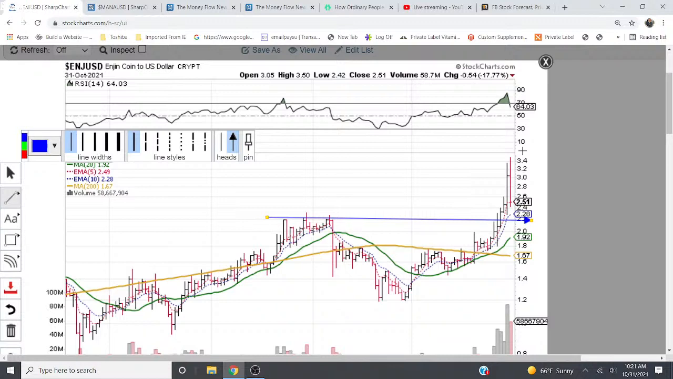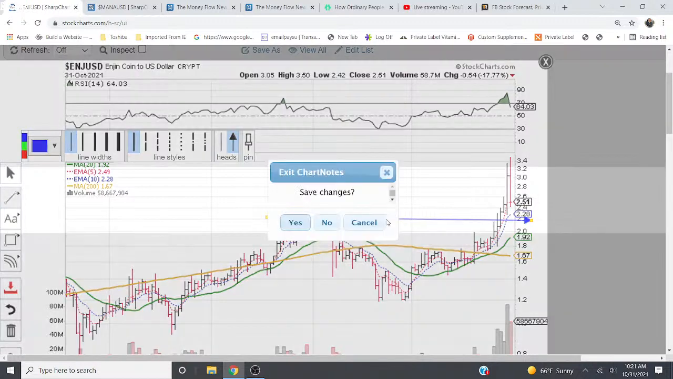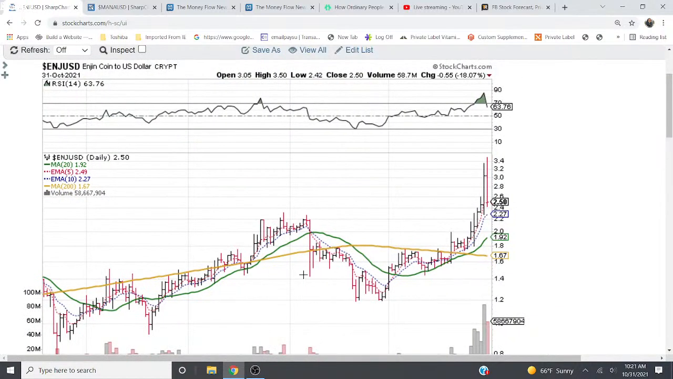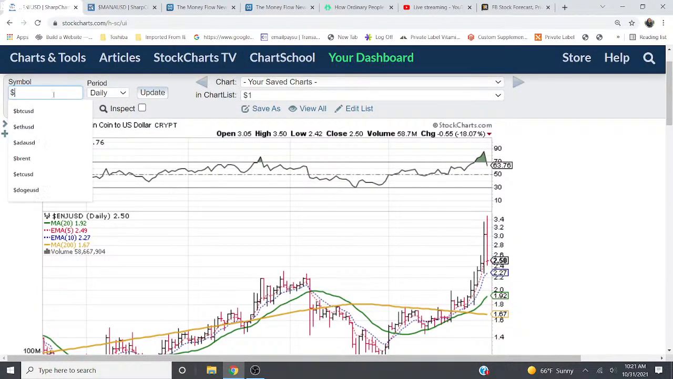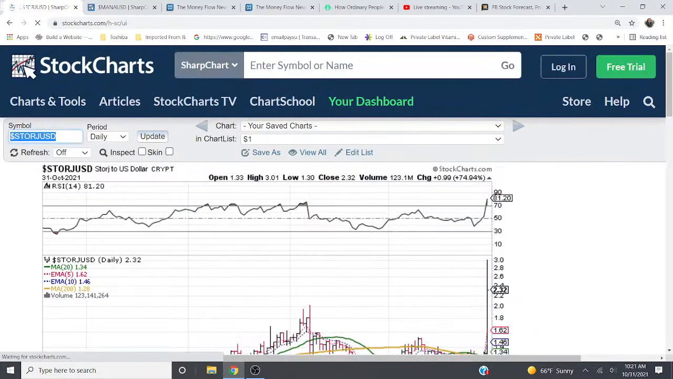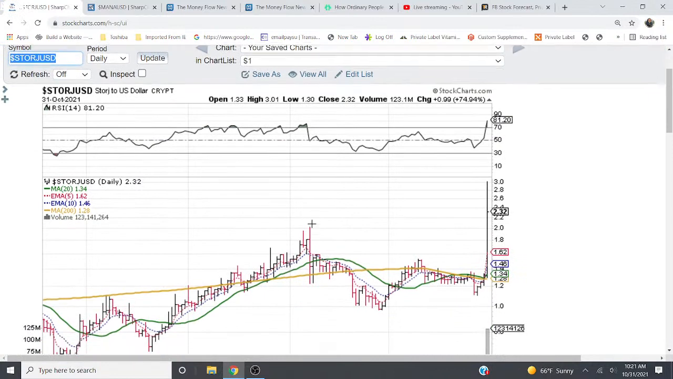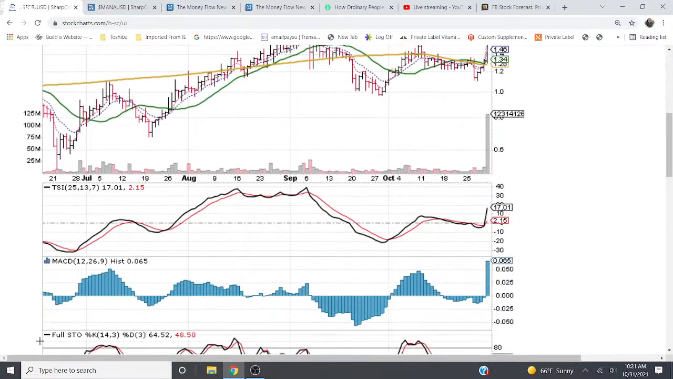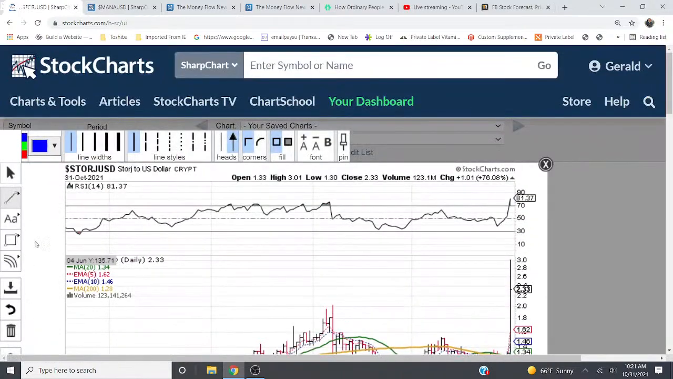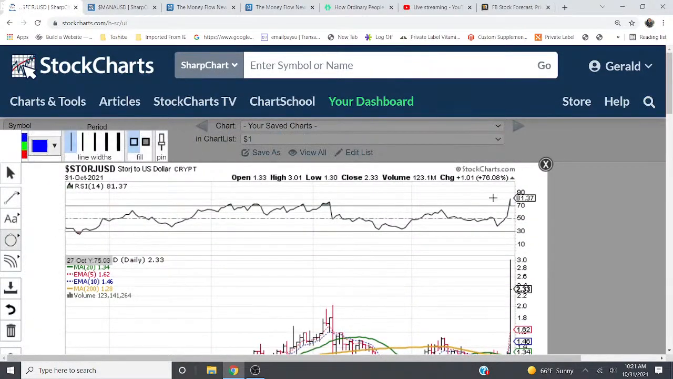Let's see. What else did we have? We had Engine, sold some. Mana. What else did we have? Oh, this morning I woke up and sold some STORJ-USD. All the coins I own, if you go look in my newsletter, they're all there. Why am I selling it? RSI just pegged 81. Do I sell the whole thing? No. I'm just selling some.